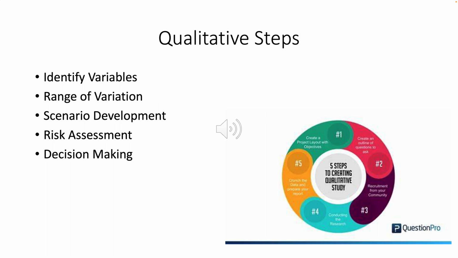Scenario development. Develop different scenarios based on the variation of these variables. For example, consider a best case scenario, worst case scenario, and a most likely scenario. Risk assessment. Assess the risk associated with each scenario. This involves considering the likelihood of each scenario occurring and the potential impact on your project or decision. Decision making. Use the information from the sensitivity analysis to make informed decisions. This could involve adjusting your project plan, revising your budget, or changing your strategy.